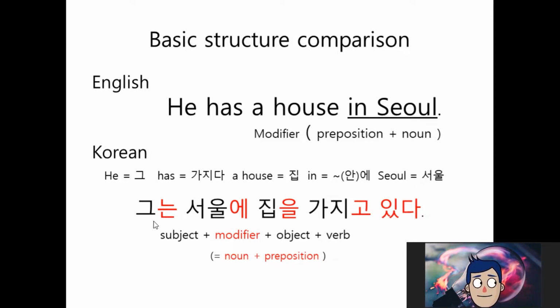Okay? So let's read this Korean sentence. 그는 subject, 그는 서울에 집을 object, 가지고 있다 verb. So 그는 서울에 집을 가지고 있다. Basically, subject is in front, verb is at the end, right? Okay. Okay, let's move to next sentence.